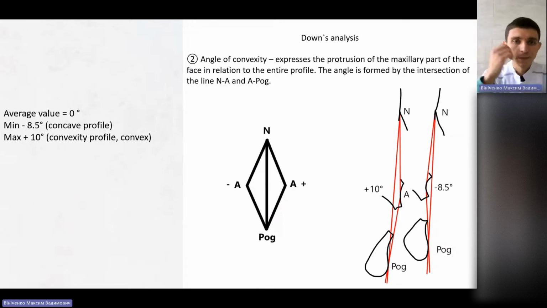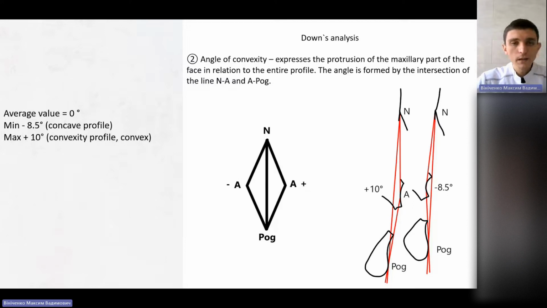So this is the facial angle. Next, the angle of convexity. That is the second measurement. It expresses the protrusion of the maxillary parts of the face in relation to the profile. This angle is formed by the intersection of the line N-A, between points N and A, which we extend as a long line, and the A-Pog line.